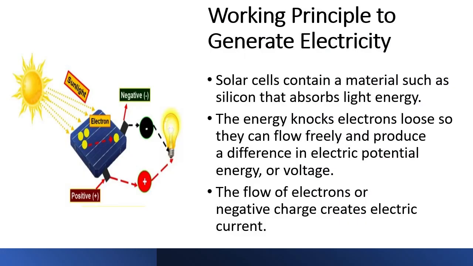The actual working principle to generate electricity is as follows. A solar cell contains a material such as silicon that absorbs light energy. This energy knocks electrons loose so they can flow freely and produce a difference in electric potential energy, or voltage. The flow of electrons, or negative charge, creates electric current.